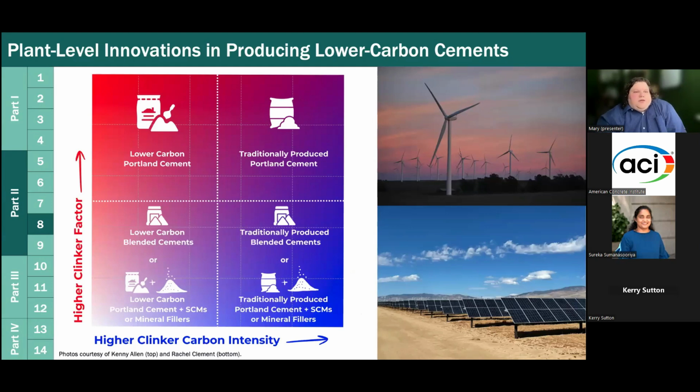All right. So thinking about what's going on at the plant, you can think about that Portland cement in two different ways. Think about it in terms of clinker factor, which means how much clinker is in your concrete. And remember, clinker are those little nodules that came out of the kiln. You can also consider clinker carbon intensity, meaning to make that clinker, how much carbon went into making it. So if we start out here where we have a high clinker factor and a high clinker carbon intensity, we have traditionally produced Portland cement. So that was the gray one at the top on the last slide.